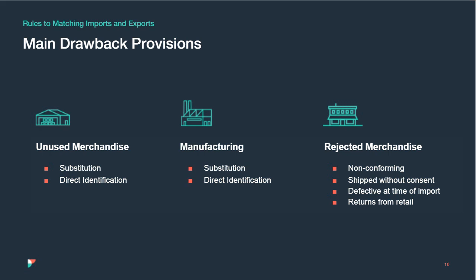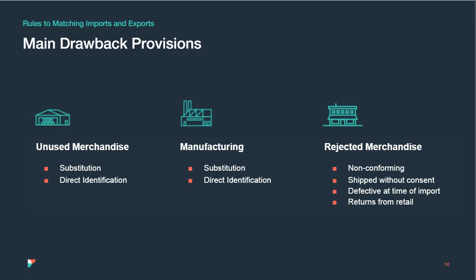That's rejected merchandise. So if you or your consignee receive something that you did not order or it was shipped without consent, that's also rejected merchandise. A common one, unfortunately, is defective at time of import.